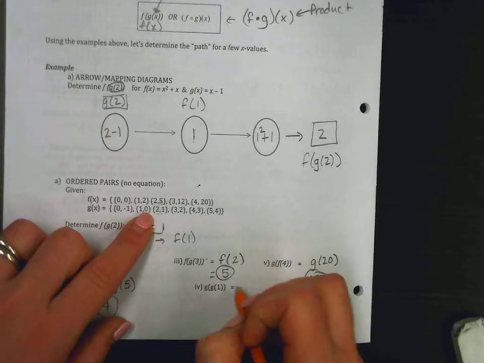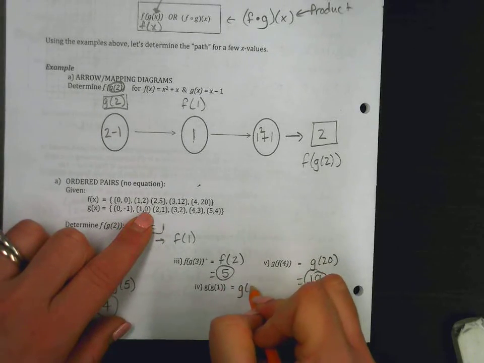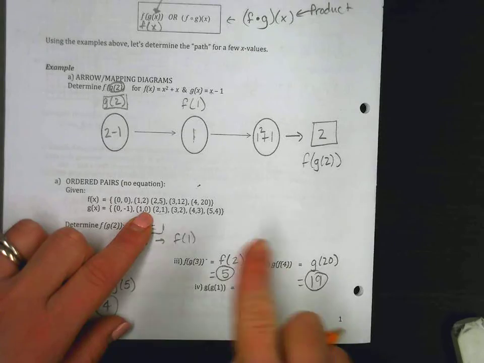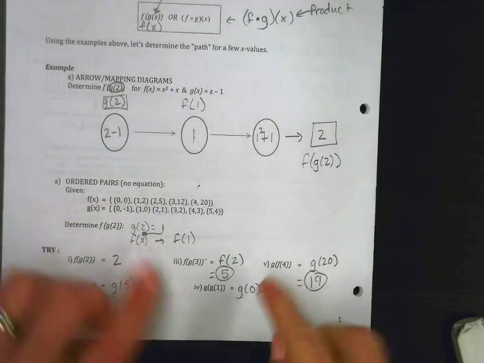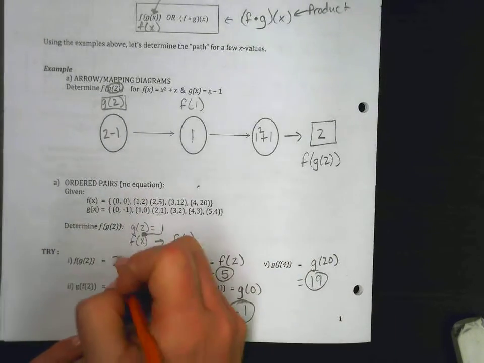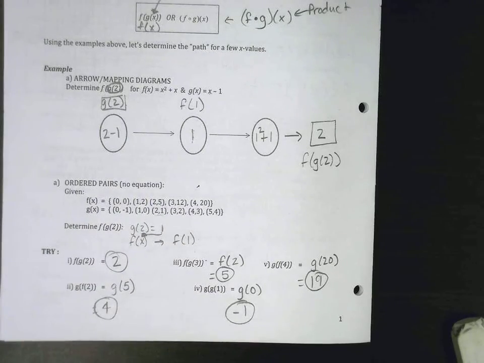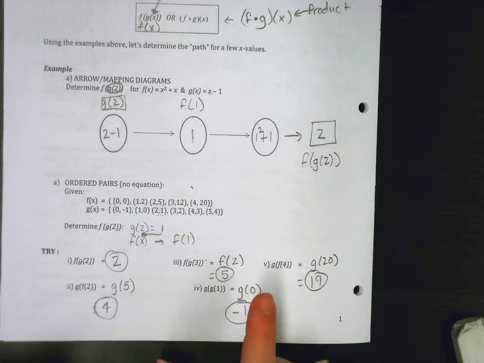g of g of 1. g of 1 is 0, so now I'm going to find g at 0. I'm inserting the function g into itself. So g of 0 would be negative 1. Okay? That's the whole idea: you always want to work from the inside out.